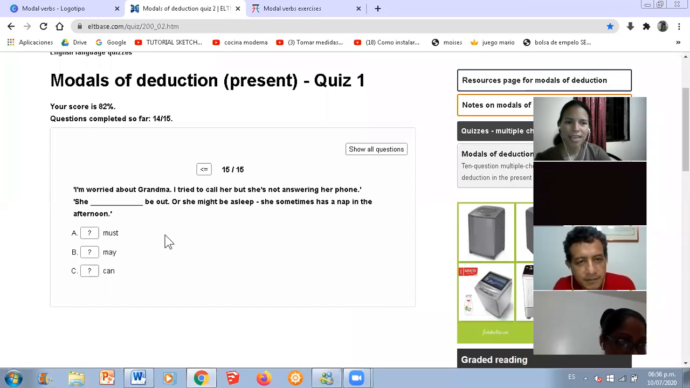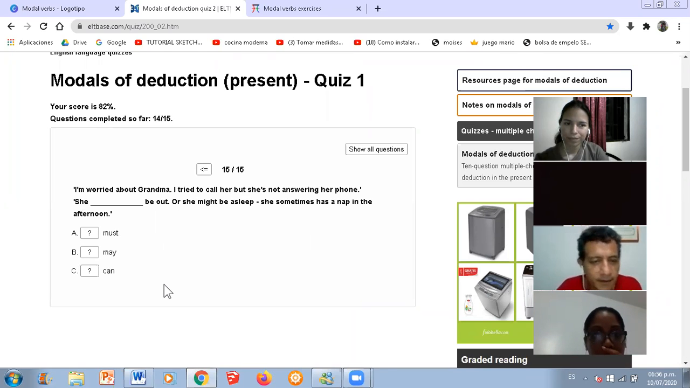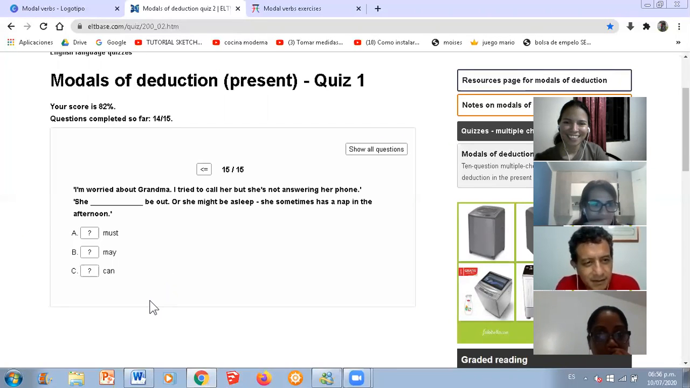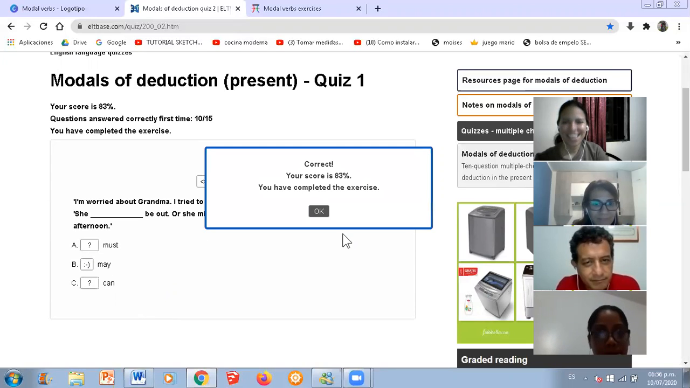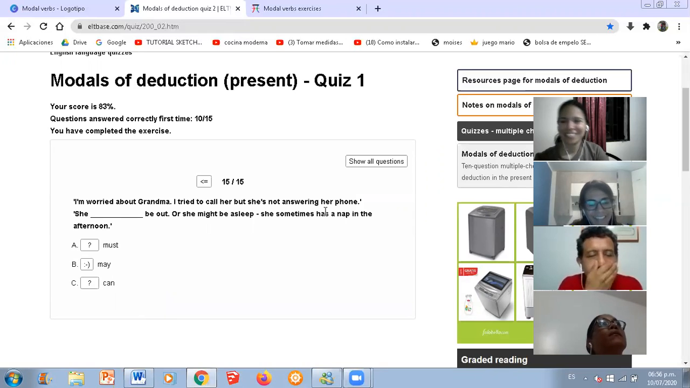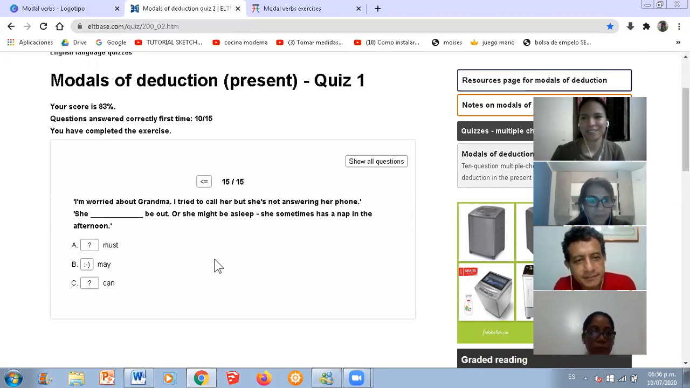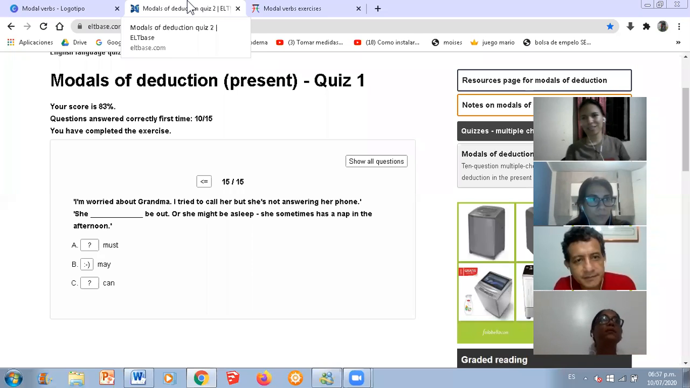Okay, last one. I am worried about grandma. I tried to call her, but she's not answering her phone. She may be out, or she might be asleep. She sometimes has a nap in the afternoon. ¿Cuál es el modal verb? Must? Are you sure? No. May. May, that's correct. Probability. Sí, está ahí insegura, no está segura. Fíjense que da muchas opciones. Tal vez esto. Possibilities. Yes. Okay. So, it's okay if I take 5 minutes or 10 minutes from your time?